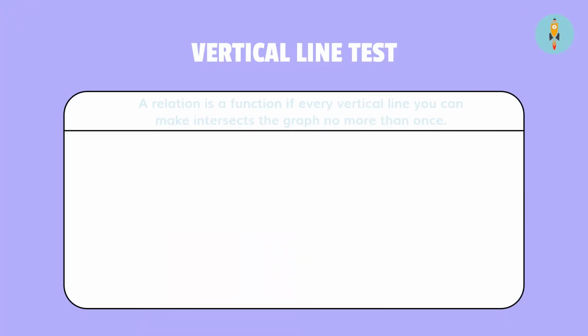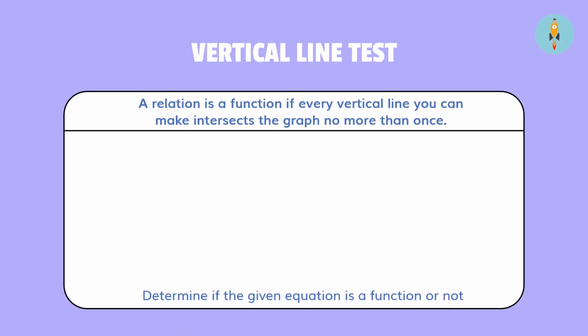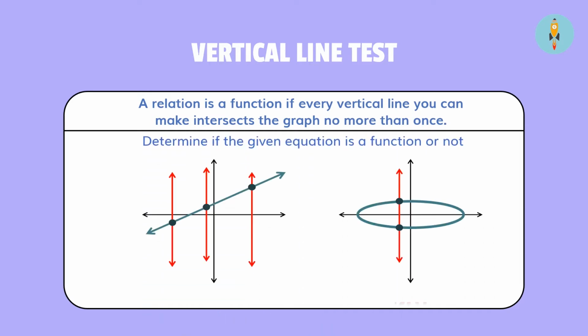What is the vertical line test? The vertical line test is a method to determine if a relation is a function or not. A relation is a function if every vertical line intersects the graph no more than once. Function or not? Function. Each vertical line intersects the graph at exactly one point. Not a function. A vertical line intersects the graph at 2 points, indicating that an input is repeated.